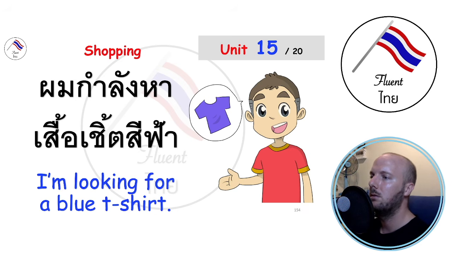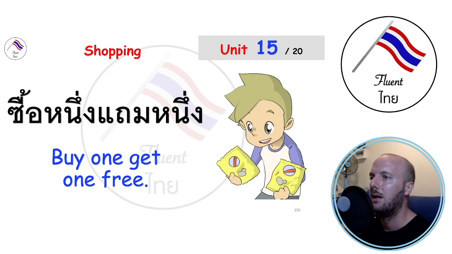I'm looking for a blue t-shirt. ผมกำลังหาเสื้อเชิ้ตสีฟ้า. I think that's actually more of a purple shirt, but whatever. And the word blue we're using here is actually sky blue or light blue. I mean, they're literally saying sky color, right? For light blue. The word for a darker blue in Thai is สีน้ำเงิน, right?